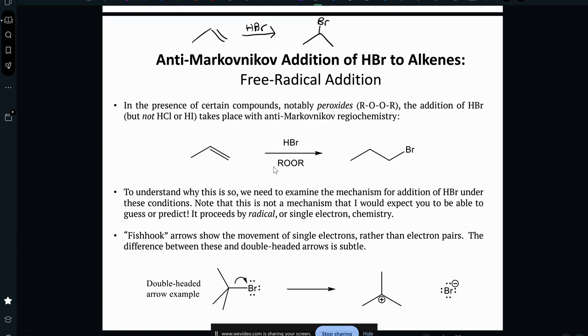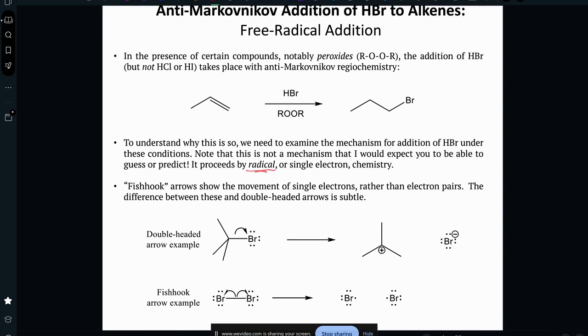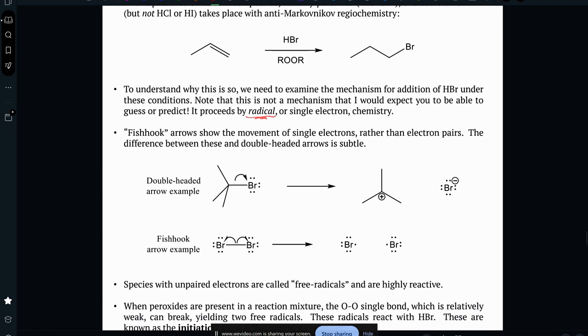We've seen before OO single bonds make molecules reactive. And to explain what's going on here, we have to think about an entirely different kind of mechanism than any of the mechanisms you've seen so far. This is going to be a radical reaction, meaning electrons are going to move one at a time rather than in pairs. So far, you're used to seeing us use double-headed arrows like this one here, where I'm breaking a bond and both electrons are going to the same side. We call this heterolytic bond cleavage.